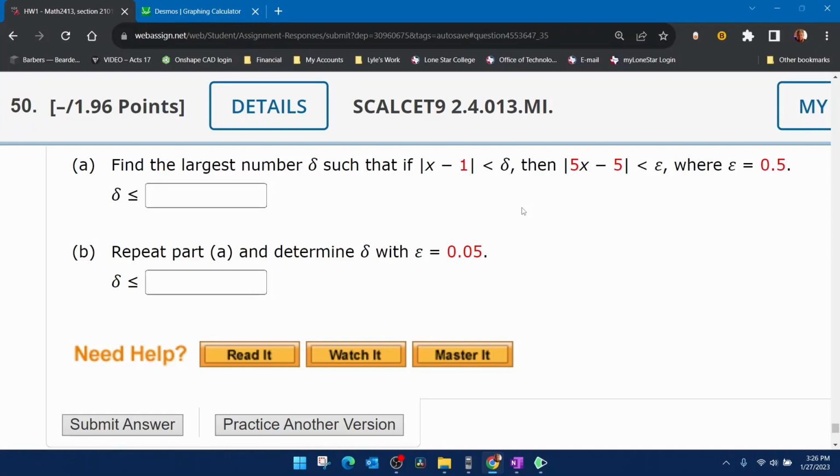Question number 50 from our Calculus 1, homework number 1 in WebAssign. It says, find the largest number delta such that if the absolute value of x minus 1 is less than delta, then the absolute value of 5x minus 5 will be less than epsilon, where epsilon is 0.5 first, and then we're going to repeat the process and make epsilon smaller, 0.05.